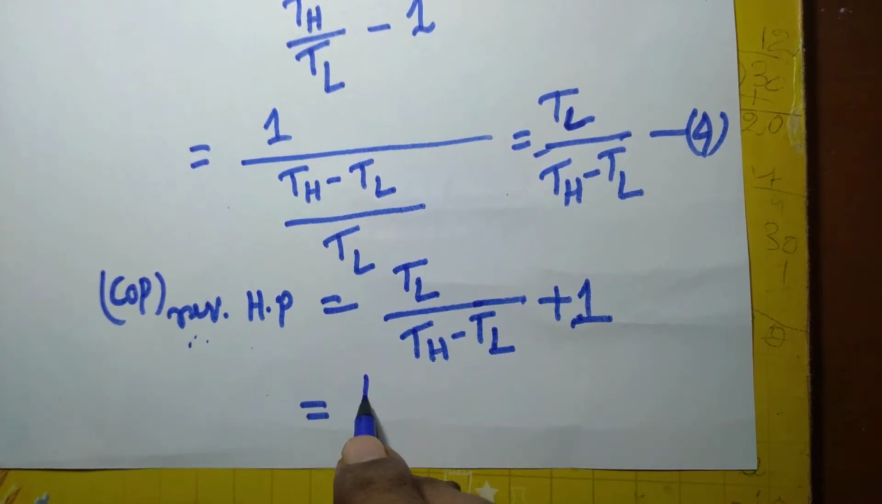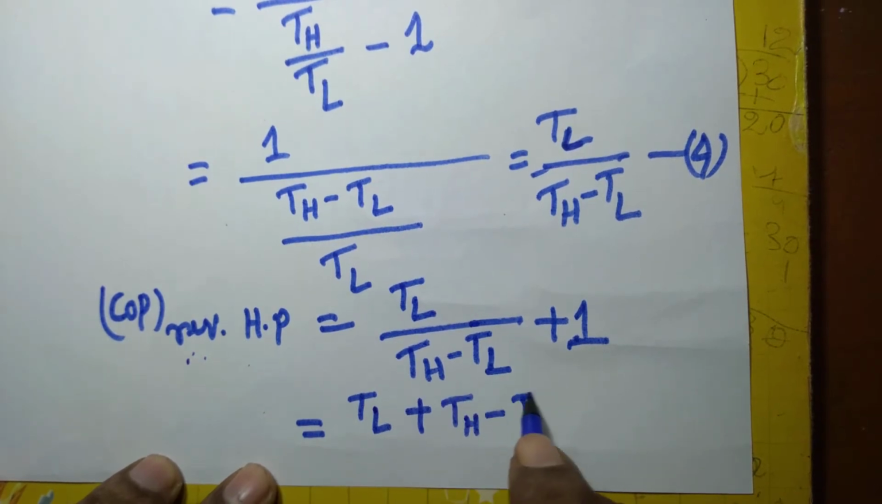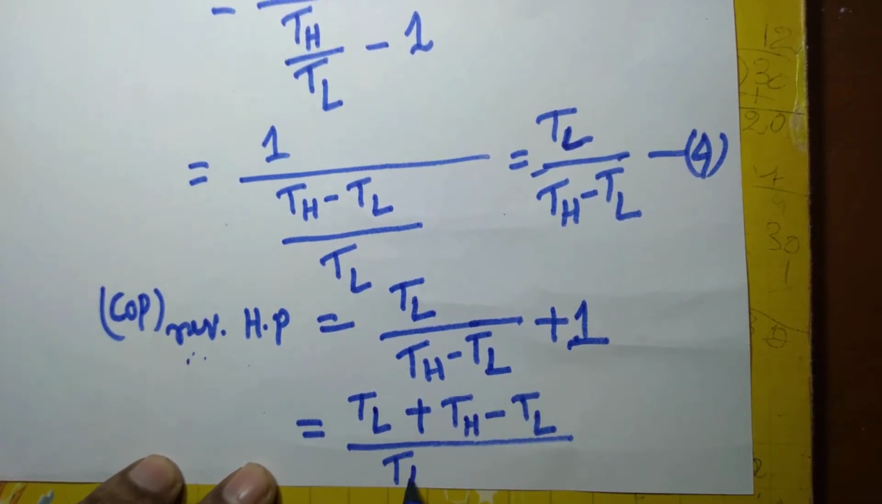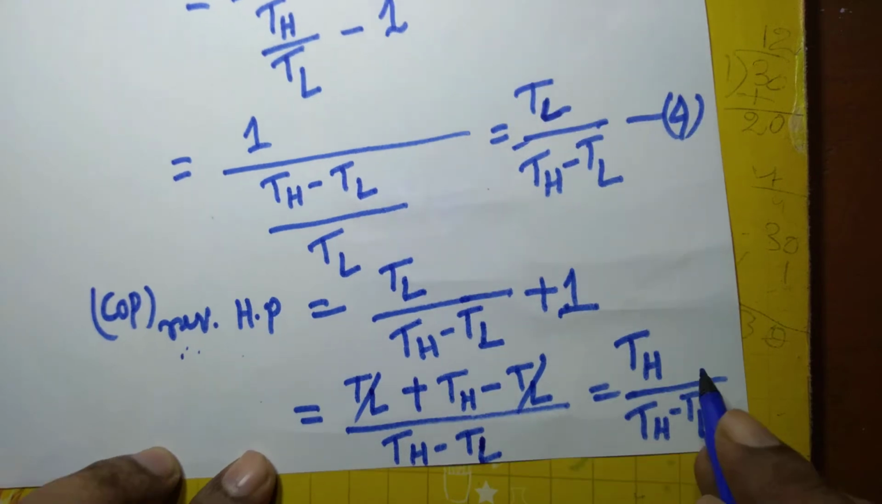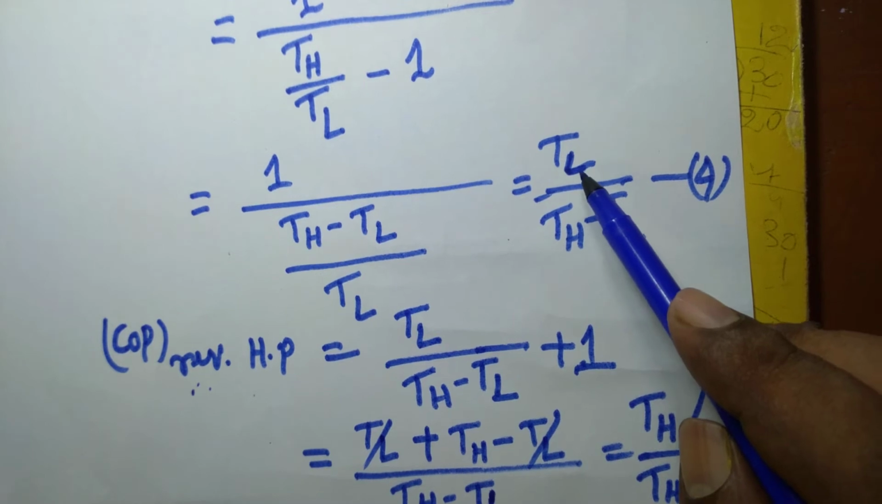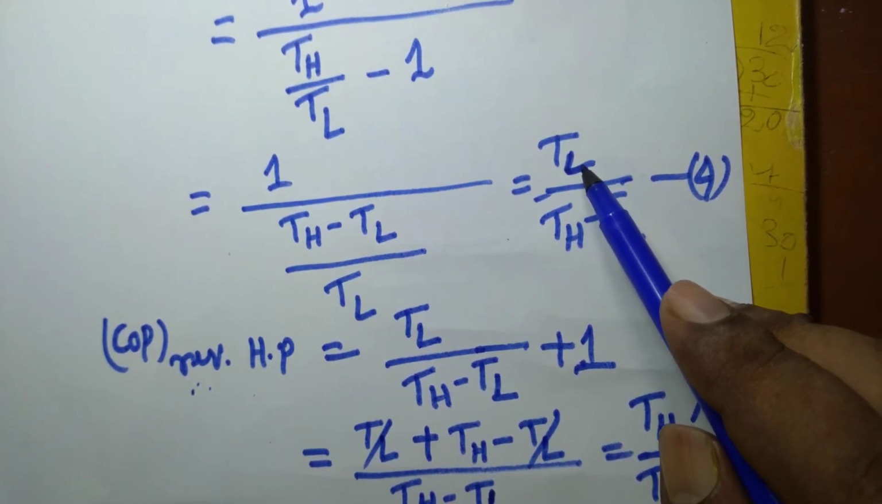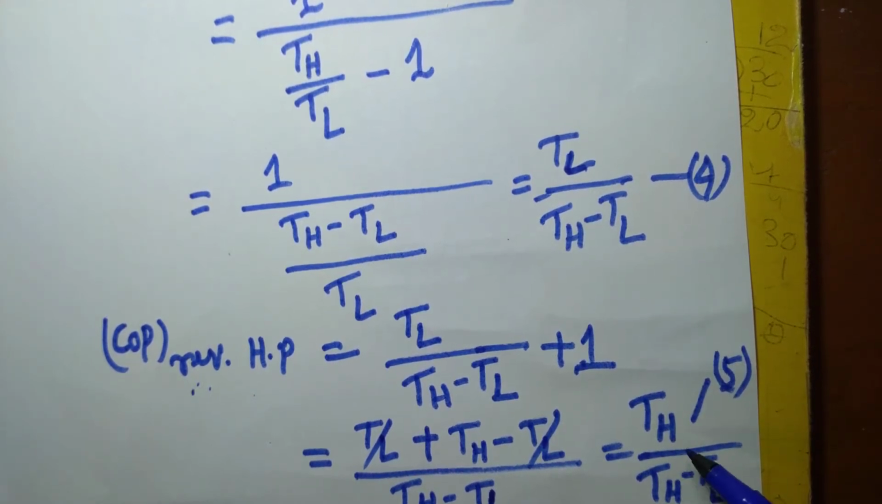So this becomes TL plus TH minus TL, equal to TH divided by TH minus TL. Suppose this is equation 5. You see, the COP of a reversible refrigerator is defined as TL, the lower temperature, divided by the difference between the high temperature and low temperature. Similarly, for a reversible heat pump, the COP will be the higher temperature divided by that temperature difference, TH minus TL.